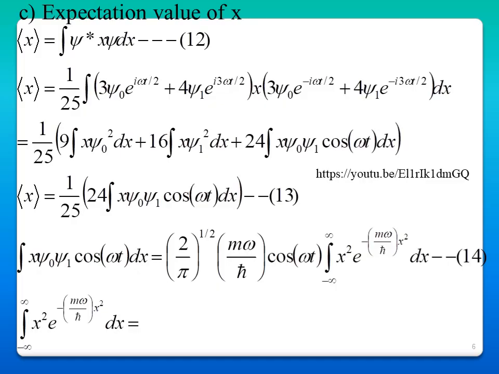So only you have the last term, that is 24 by 25 integral from minus infinity to plus infinity x psi naught psi 1 cos omega t dx. So now you substitute the value for psi naught and psi 1, you will get 2 by pi whole power half m omega by h cross cos omega t integral from minus infinity to plus infinity x squared e power minus m omega by h cross x squared dx.